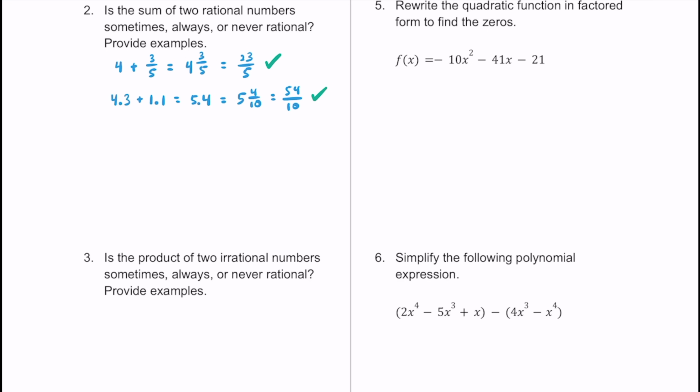I guess what you can do is think about if there are other options, whether they're fractions or decimals, but as long as they're rational, so if it's a fraction or a decimal that you can write as a ratio of two integers, if you add them, you're always going to get something that is going to be rational. So we're going to go ahead and say always here, and you can come up with some other examples to see if that is true or not, but it should always be rational.